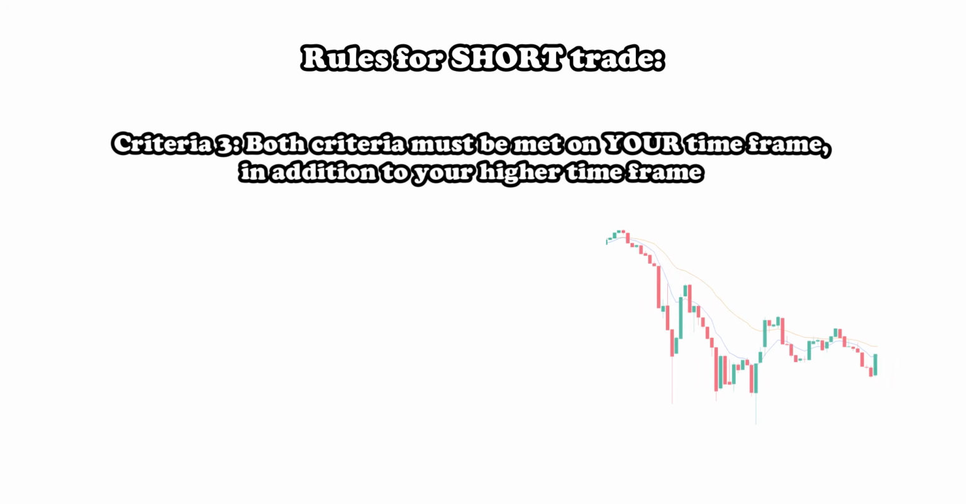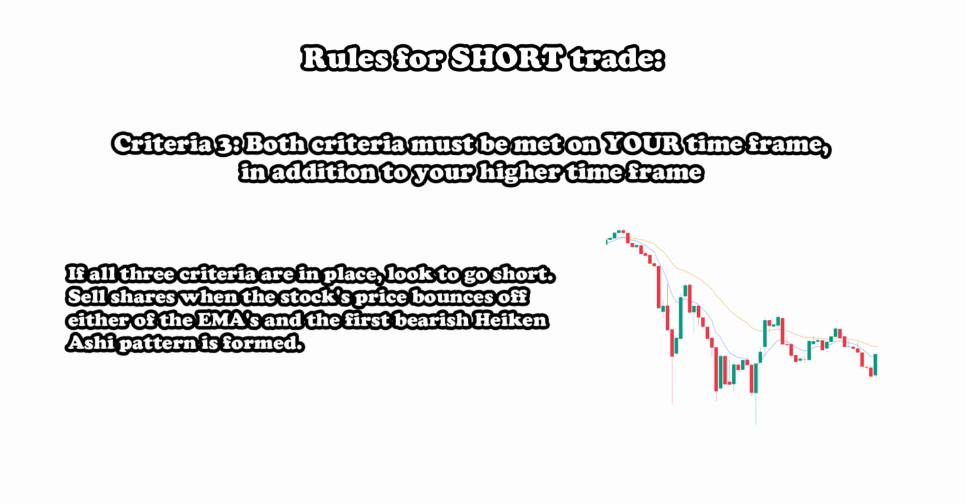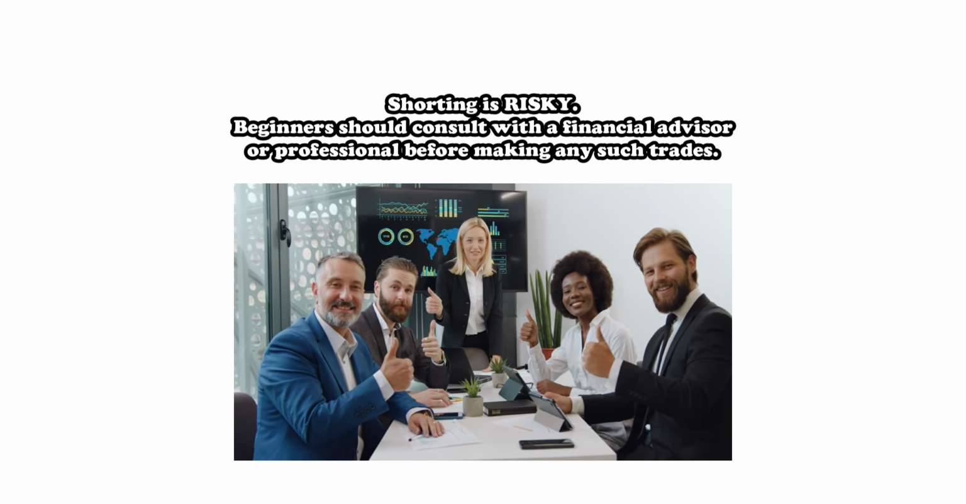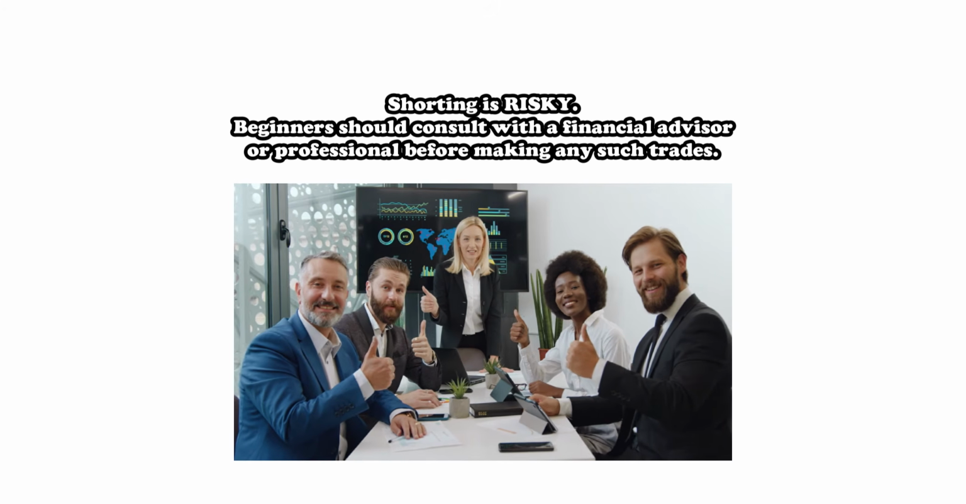Criteria number 3 is that the time frame you're trading on, such as a 5-minute chart, must also meet criteria 1 and 2. Once you have identified that all 3 criteria are met, you can look to enter a short trade by selling shares when the stock's price bounces off either of the exponential moving averages and the first bearish Heiken Ashi candlestick pattern is formed at a lower high. It's important to note that going short can be a high-risk strategy, and beginners should consult with a financial advisor or professional before making any trades.